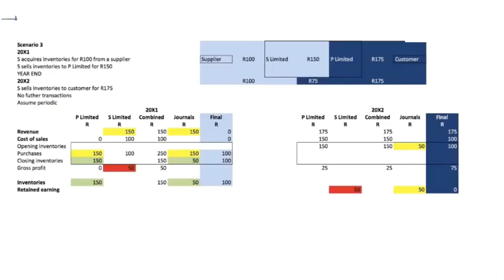Now for our final scenario, and one where you may need to really keep your wits about you. We consider the movements between periods. So what is going on in this scenario? We have the year 20x1, the first year that we're considering. And in that year, the subsidiary has purchased inventories for 100 rand from a supplier. The subsidiary has then sold those, as in scenario 2, through to the parent for 150 rand, and that is then where year 1 has ended. We now have a reporting date.